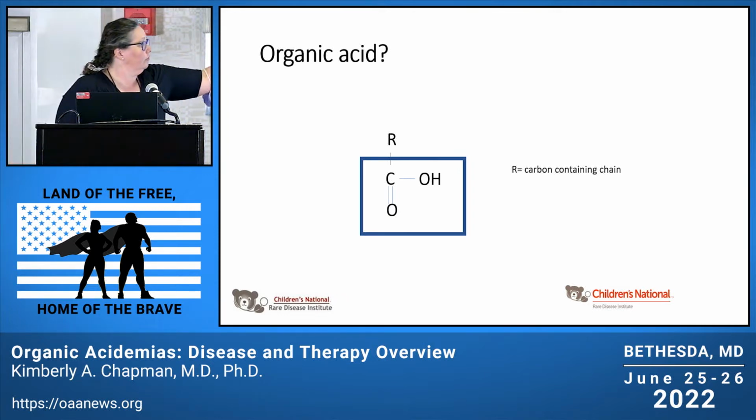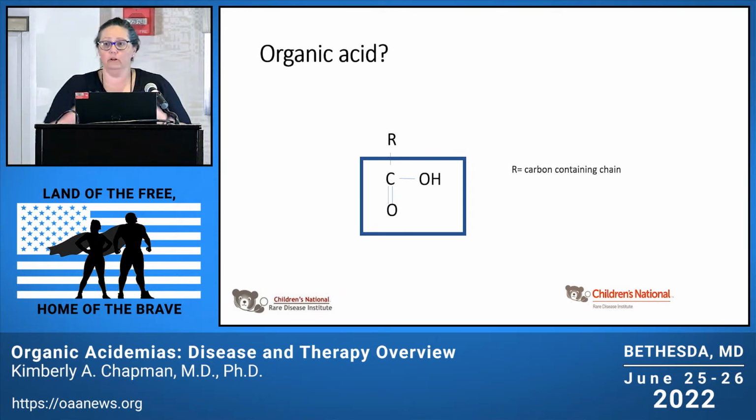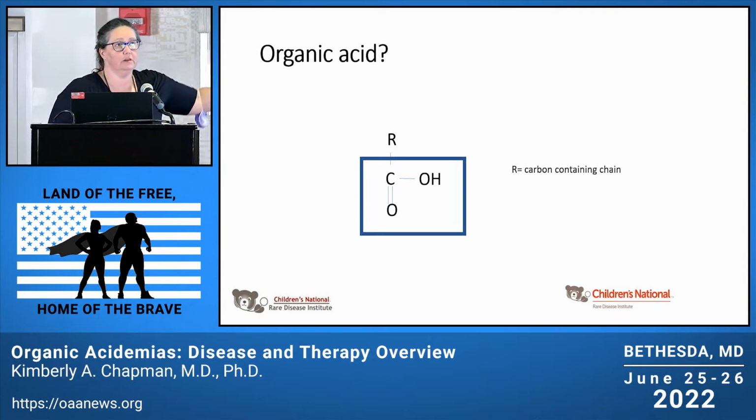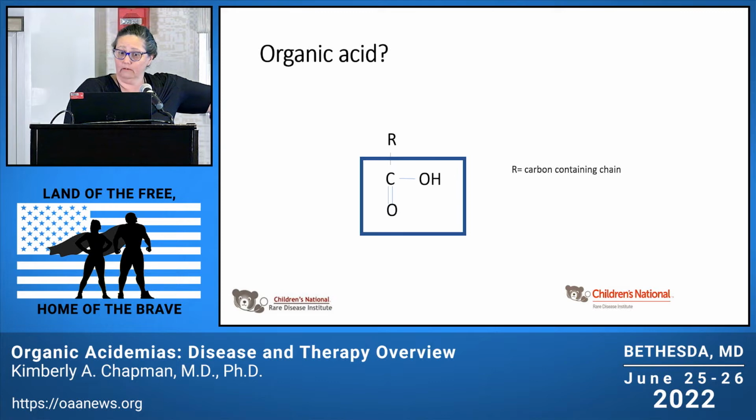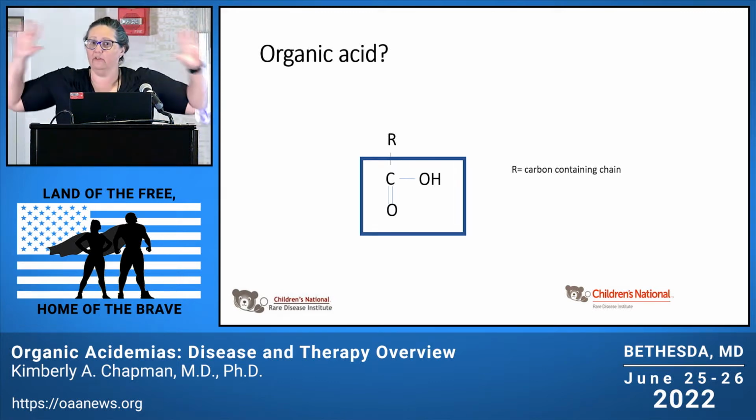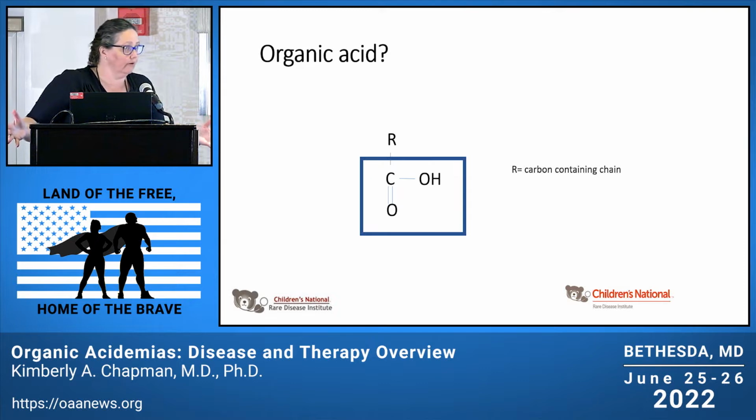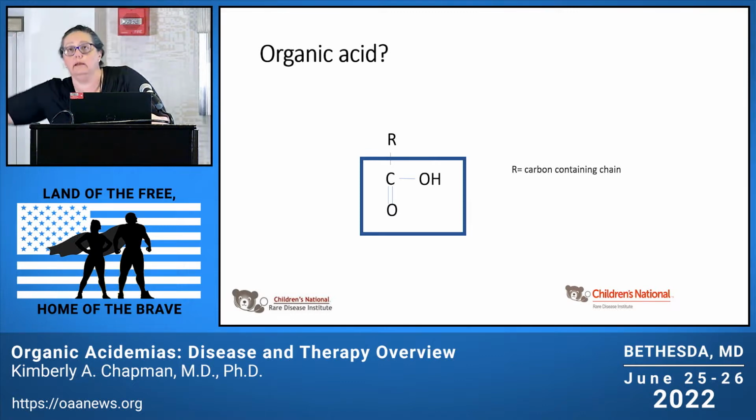Yeah? So what is an organic acid? Well, an organic acid is just something that has a carboxylic acid group on it. And the R is carbon. That's an organic acid. Now, there's lots of organic acids out there. And the disorders that we talk about are disorders in which there's a block, an accumulation of a particular organic acid, which got doctors' attention.